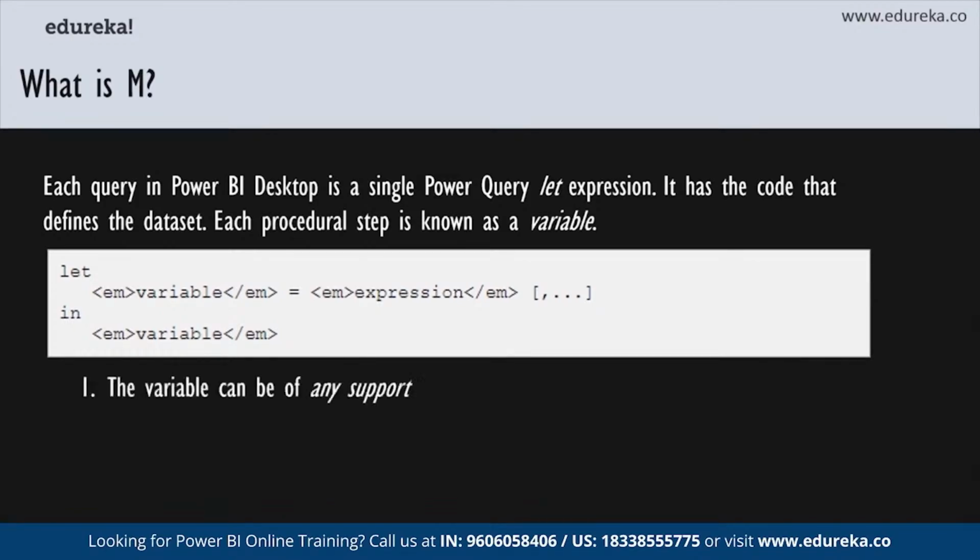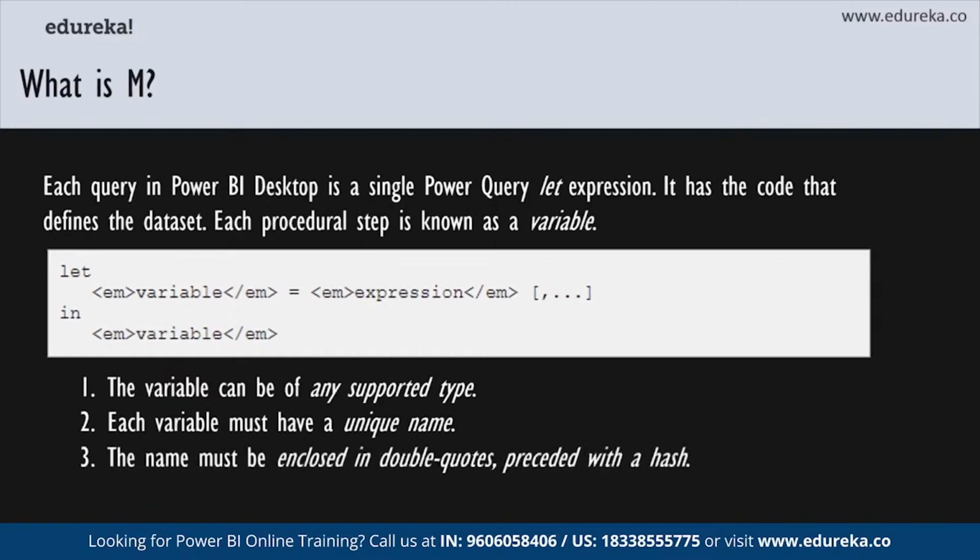Now, the variable can be of any supported Power Query type. Each variable within a let expression must have a unique name. But again, Power Query is fairly flexible about what you call it. Just make sure it makes sense and it's easy to remember for you. Now, you can include spaces in the name, but you have to enclose it within double quotes and precede it with a hashtag. Now, that is a somewhat cumbersome naming convention and one that I particularly prefer to avoid. It's honestly a mystery to me, even now, why it is the way it is, but let's just move on.